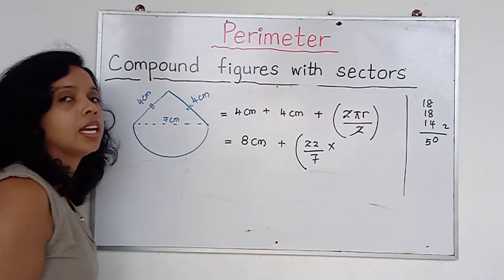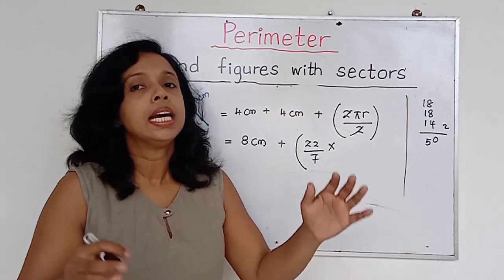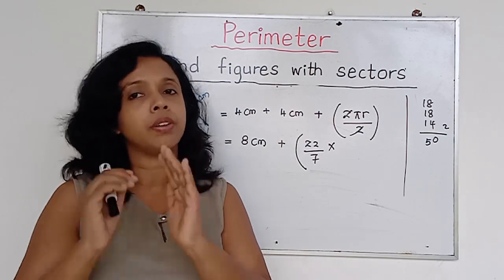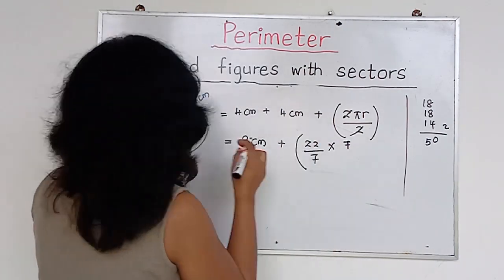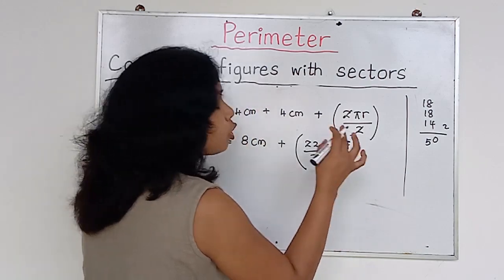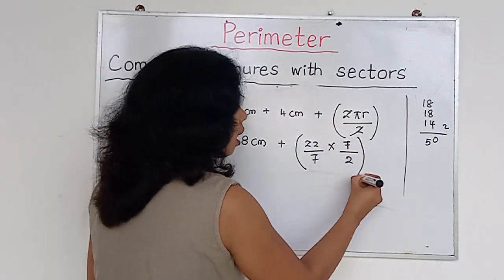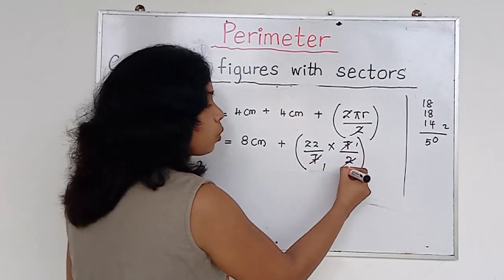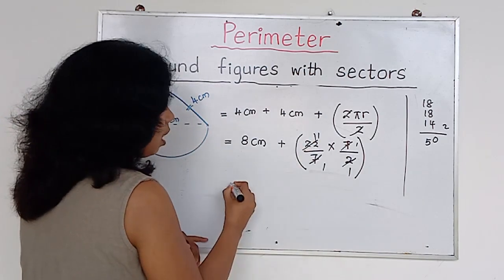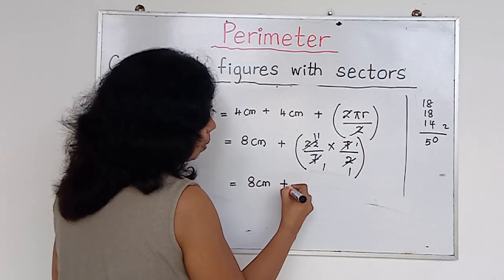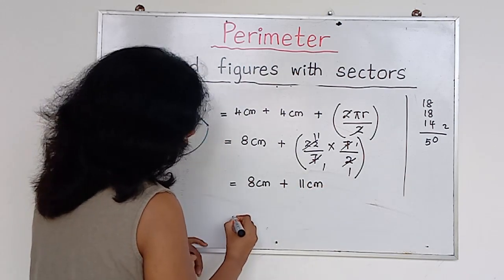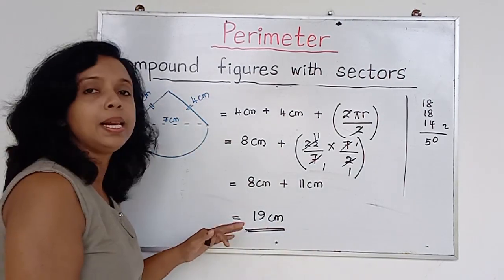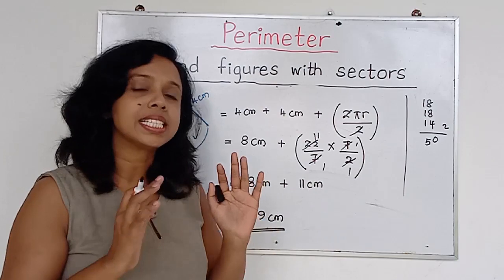Here they have given the diameter value. I told you diameter equals 2 times r. That means r equals diameter divided by 2. Diameter is 7 they have given, and it should be divided by 2 to get the r value. Now you can simplify this easily. 7 times 1, 7 times 1. Then 2 times 1, 2 times 11. Now what happened? 8 centimeters plus 11 centimeters. Then what is the answer? 19 centimeters is the final perimeter value of this compound figure.